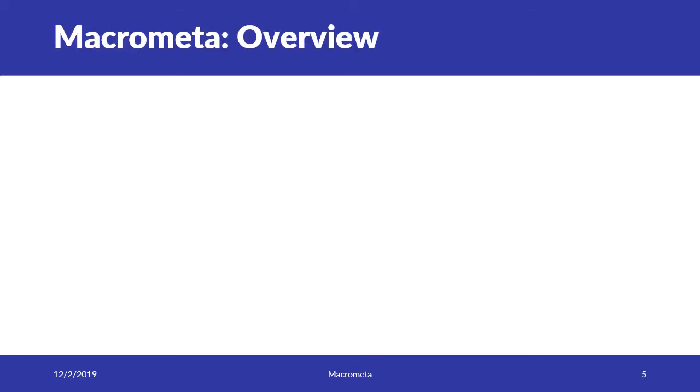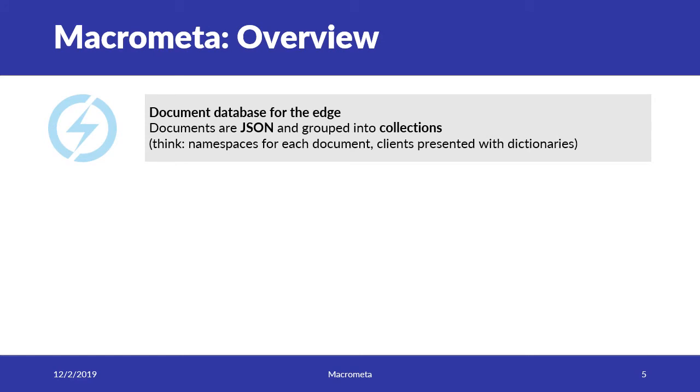So what is Macrometa? Macrometa is a document database for the edge. We can think of documents as JSON documents, similar to CouchDB, and documents are grouped into collections similar to something like MongoDB.